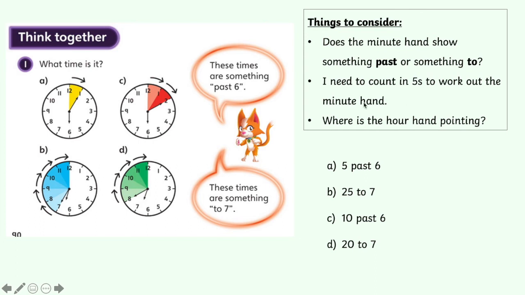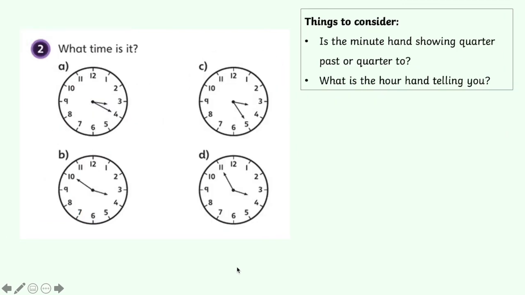So notice what I was doing. I was thinking about whether the minute hand showed past or to. I was counting in fives to work out what the minute hand was telling me, and I was thinking about the hour hand to make sure I knew what hour it was past or what hour it was on its way to. Why don't you have a go at these?